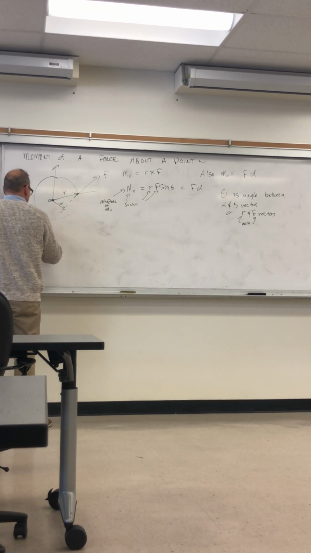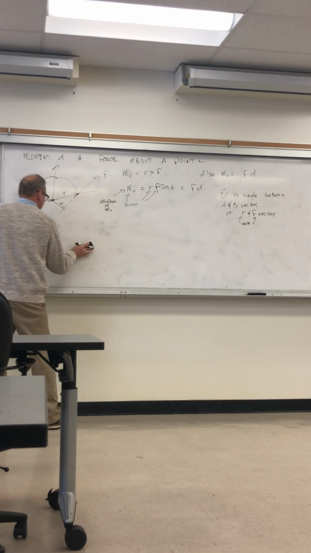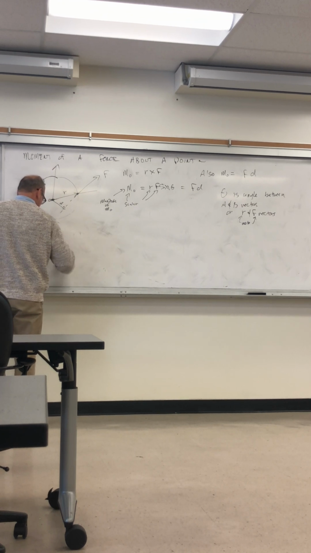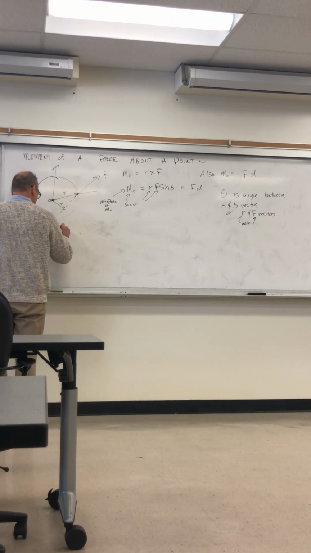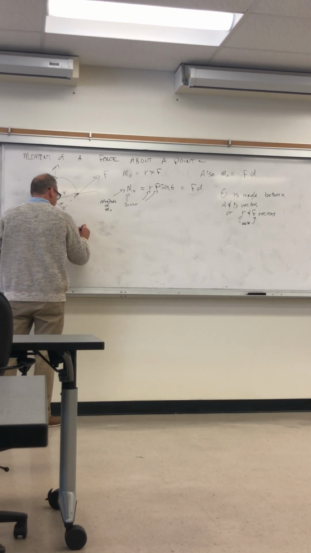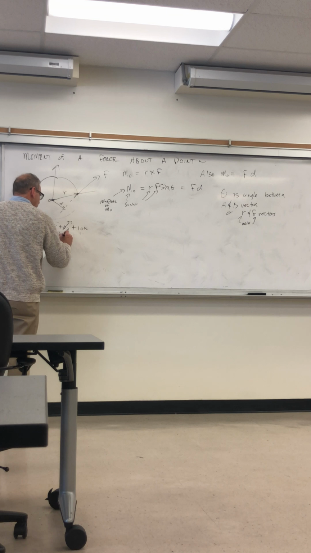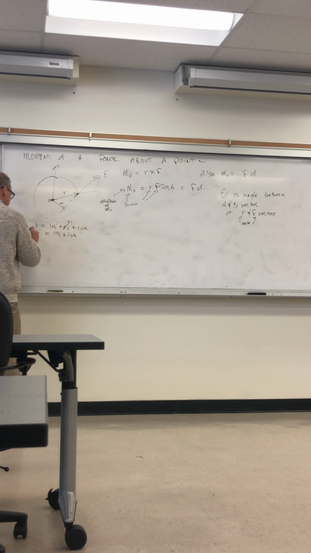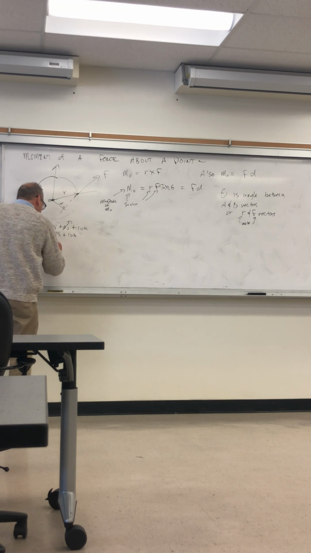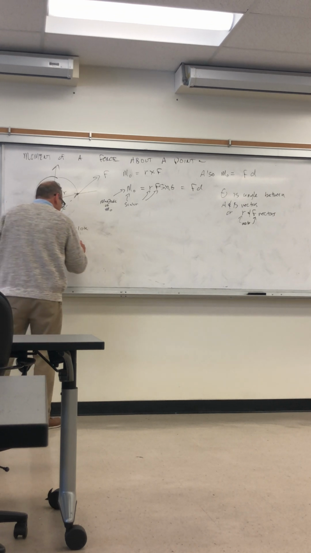So R equals, let's say, 10I plus 0J, so that goes out, plus 10K. So it's 10I plus 10K. And F equals 20I plus 0J minus 20K.